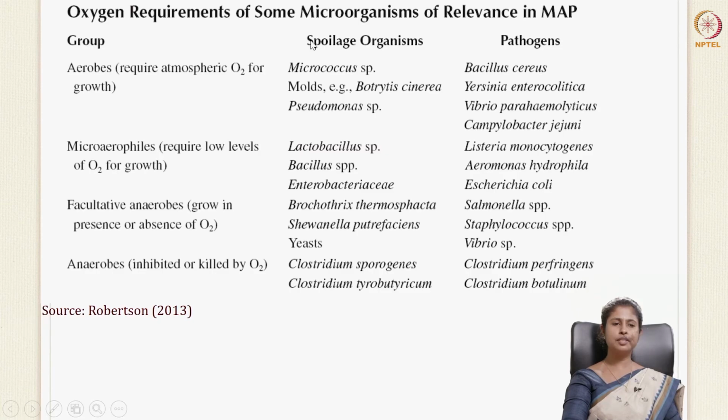This gives you some of the organisms and their nature: aerobic organisms, microaerophilic organisms like lactobacilli, facultative anaerobes, and anaerobes like your Clostridium. Now all of these, depending on your product, and if these are prevalent, you need to adjust the gas composition in your MAP accordingly.